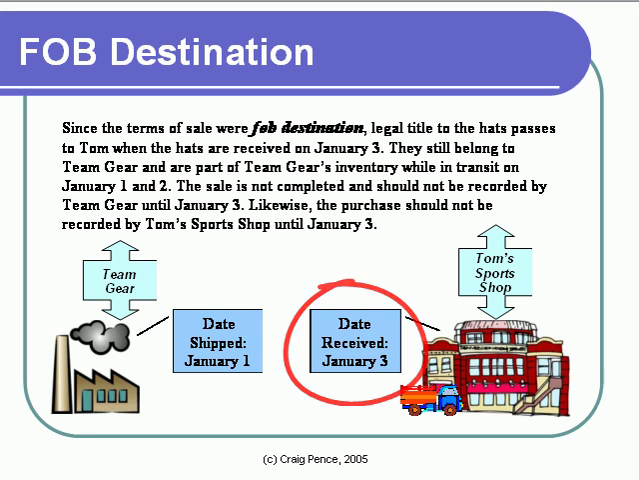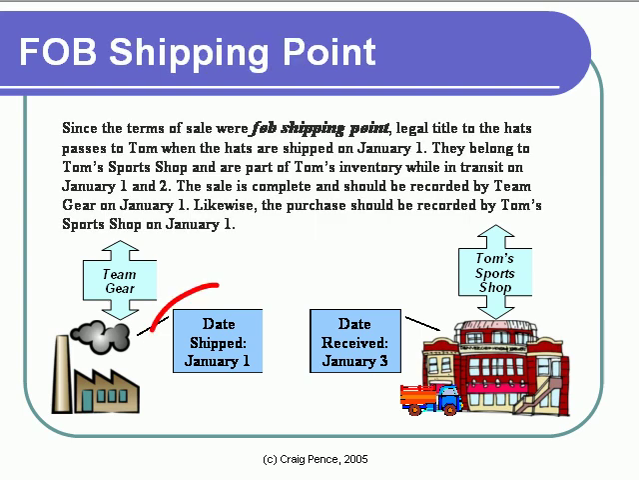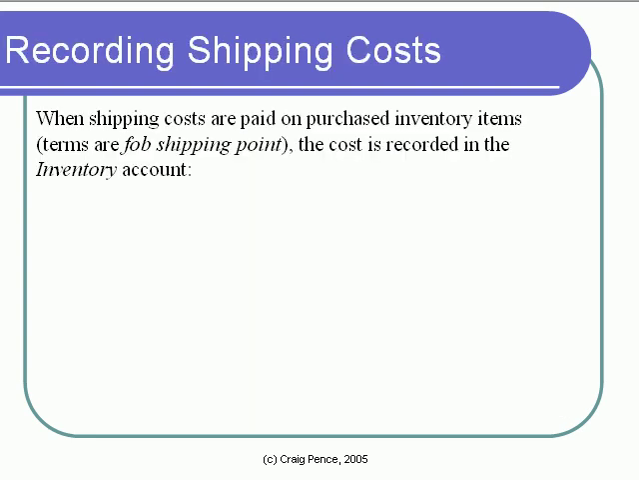What if the terms of sale here were FOB shipping point instead of FOB destination? Then, legal title passes to Tom when the goods are shipped. That means on January 1st, Tom should record the purchase and Team Gear should record the sale. In this case, Tom took possession of the goods and legal title passed to Tom as soon as the goods were shipped.